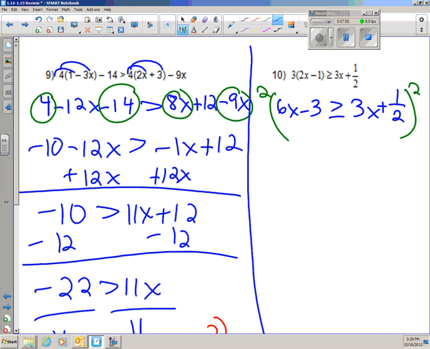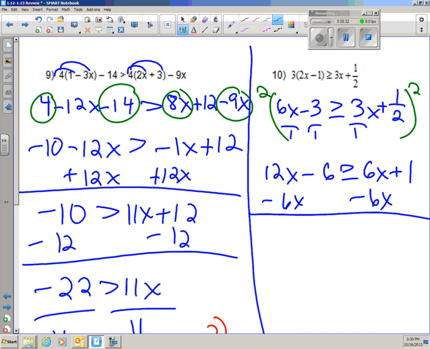I'm going to do that math a little bit faster this time. So 2 divided by 1, because that's what the denominator of 6 is, times 6x is 12x, minus 2 divided by 1 times 3, minus 6, greater than or equal to 2 divided by 1 is 2, times 3x is 6x, and then 2 divided by 2 times 1 is just 1. I'm going to bring the variables to the left-hand side again. So I'm going to subtract 6x from both sides, and I get 6x minus 6 greater than or equal to 1.